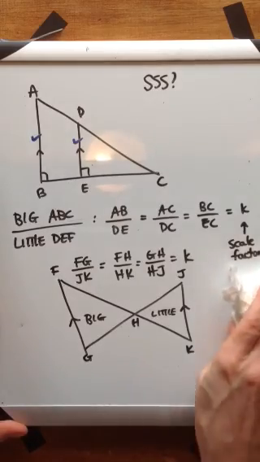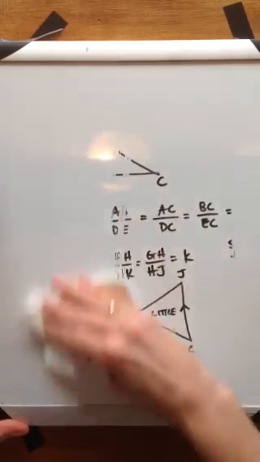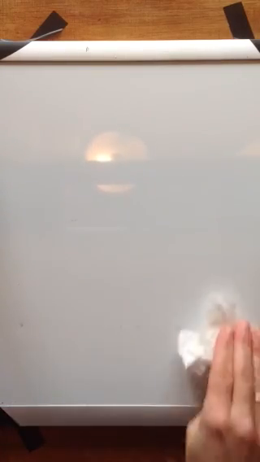Lastly, let's go back to the example that we used to introduce side, side, side, similar triangle proof one last time. And here it is.